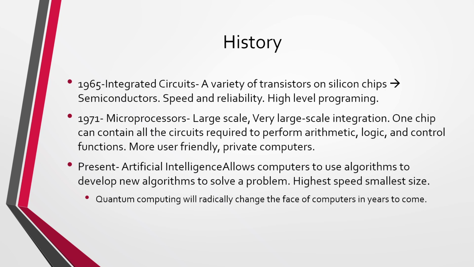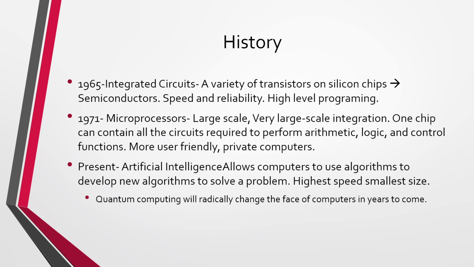So in 1971, microprocessors were developed. Okay, this is known as large scale or very large scale integration. Where 1965 was integrated circuits, now we're large scale, very large scale. One chip can contain all the circuits required to perform arithmetic, logic, and control functions. Computers became more user friendly, and personal computers started to become possible at this time. Okay, they're still very expensive, and nobody had them.